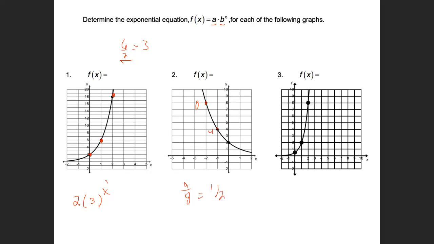So where does it cross the y-axis? It crosses at 2. So my equation would be 2 times 1/2 to the x power. See if it works. If I put 0 in here, it crosses at 2. What if I put -1 in here? Well, 1/2 to the -1 power is 2. 2 times 2 is 4. Holy cow, this works. So being able to write an equation for an exponential function is not very difficult at all.